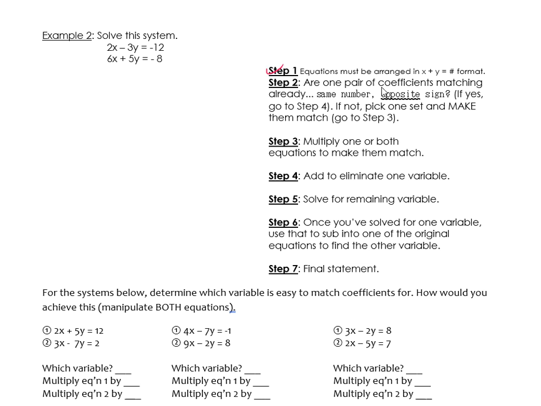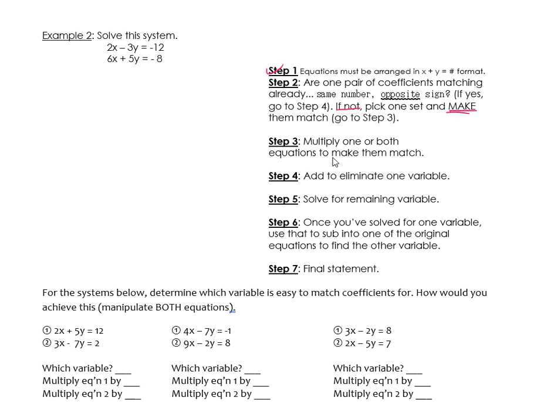Step 2: is one pair of coefficients matching already? Let's see, we've got a 2 and a 6. No, they don't match. How about a 3 and a 5? No, they don't match. So we don't have a pair of coefficients matching already. If not, pick one set and make them match. And we're going to do that by looking at step 3.